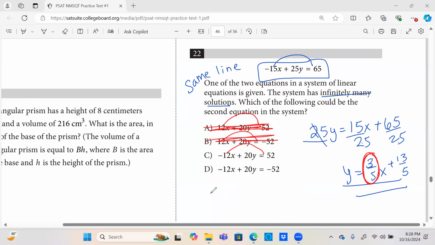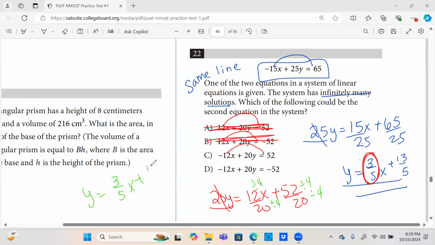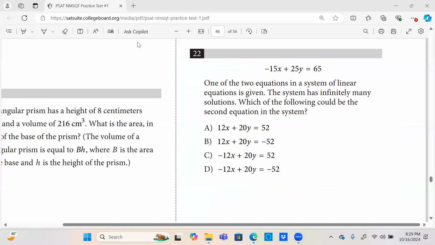Move that over. So that would be 20y is 12x plus 52, divide by 20. 12 over 20, if you divide by 4, you would get y equals 3/5 x, and 52 over 20, you can divide by 4 and get 13 over 5. And that is correct. Really, we should do D and make sure it's wrong, but I'm not going to. It's C. That was probably the long way to do this. It worked, and C is right.